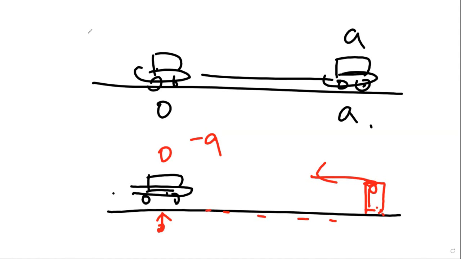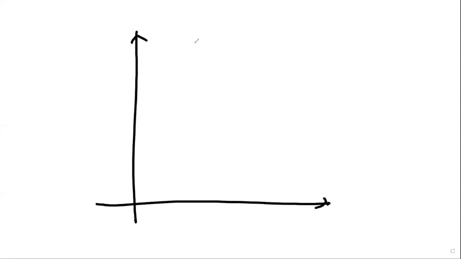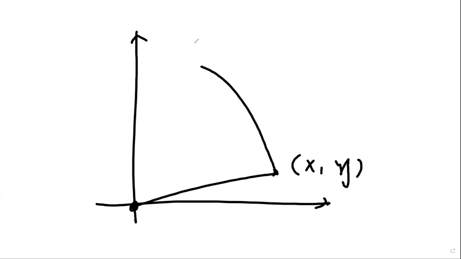Okay, next one. This one is the translation. Let's look at the rotation. Rotation will be a little bit harder to describe. Rotation means that right here, I do have a point located here called x, y. And let's assume this point rotates with respect to the origin by an angle of theta.